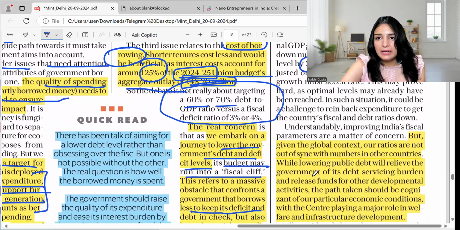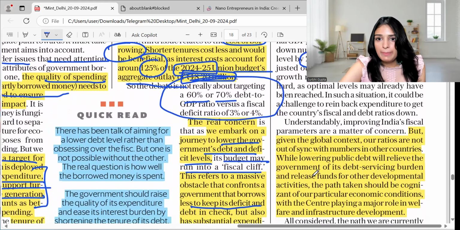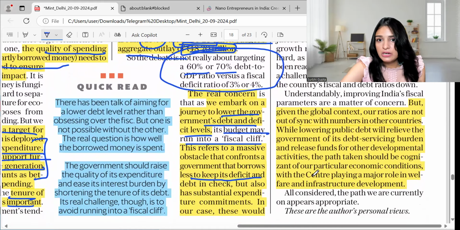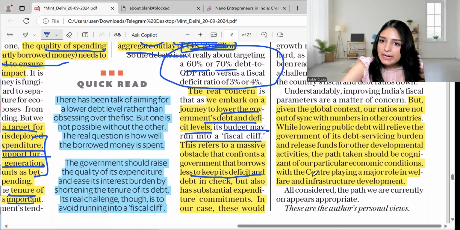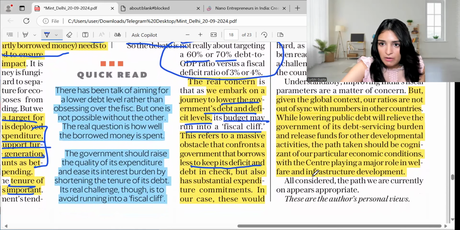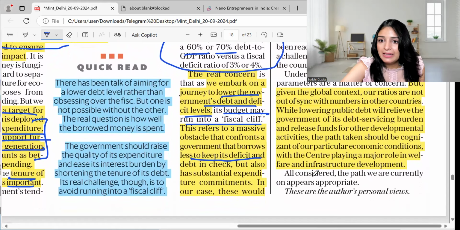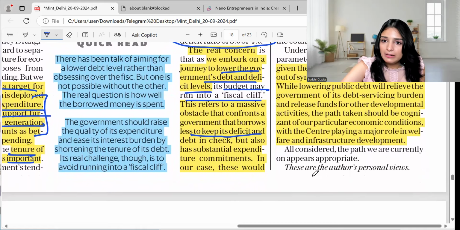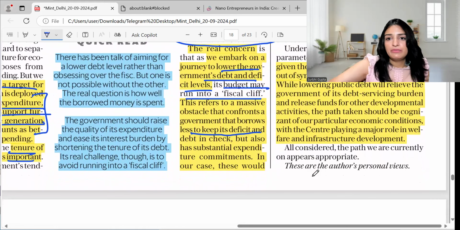Okay, improving India's fiscal deficit parameters is a matter of concern. But given the global context, our ratios are not out of sync with the numbers in other countries, as we saw. Other countries are huge, like 101%, Japan being at 252%, it's huge. So yeah, lowering public debt will relieve the government of its debt servicing burden and release funds for other developmental activities. The path taken should be cognizant of our particular economic conditions, with the center playing a major role in welfare and infrastructure development.